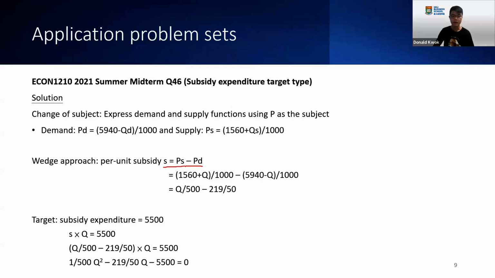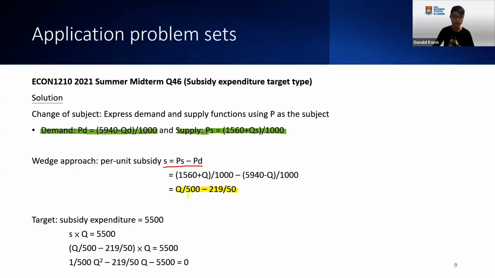For PS and PD, we can find them by rearranging the demand and supply functions using P as the subject. So this is what I'm doing at the very beginning step. After that, we can put the supply and demand functions back into the expressions of PS and PD respectively. And after some simplification, we will have the per unit subsidy S equals this expression, Q divided by 500 minus 219 divided by 15. Okay. Now, per unit subsidy S is expressed in terms of Q.